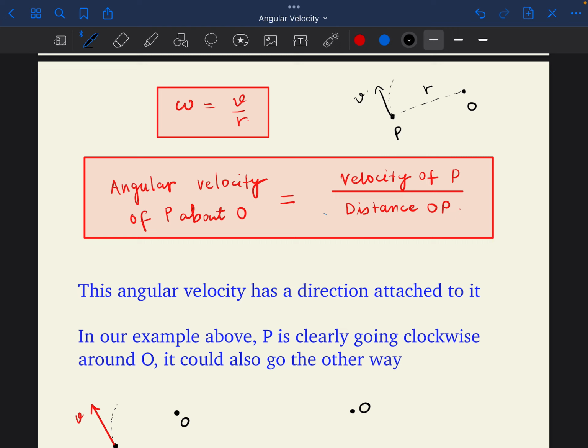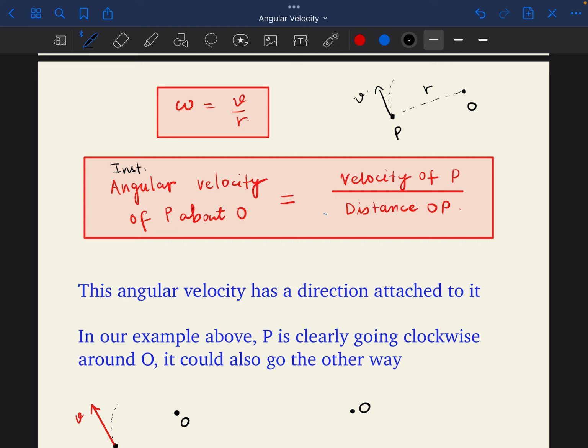Now this angular velocity can change from instant to instant. It is instantaneous, so it is instantaneous angular velocity, right? Velocity of P over distance OP. Now in this example, we have kept distance OP as constant, but distance OP can be varying as well. But we will discuss that later. Let us now focus on the case where distance OP is fixed.